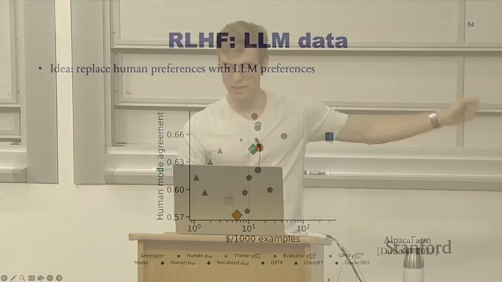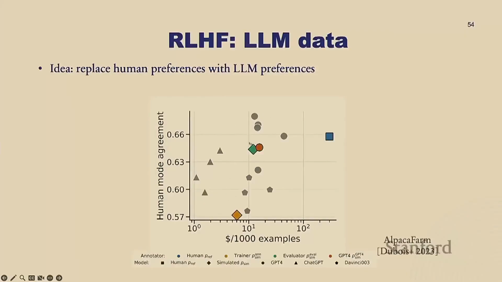And here I just showed many different models. Basically, you see that models are much cheaper, and they can actually get higher agreement with the mode of humans than humans themselves. The reason is that humans have a lot of variance, models have no variance. So they might be a little bit more biased, but have less variance. So it works surprisingly well, and now it's kind of the standard in the open source community.